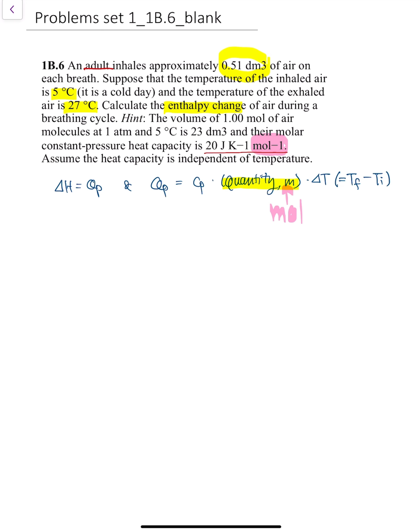Yes, I hope you noticed that we can get this from the molar volume condition given. What do I mean by molar volume? Here, the volume of 1.00 mole of air molecules at 1 atm and 5 degrees Celsius is 23 decimeter cube. That is basically telling you for each mole, this is the volume, and that's called molar volume.